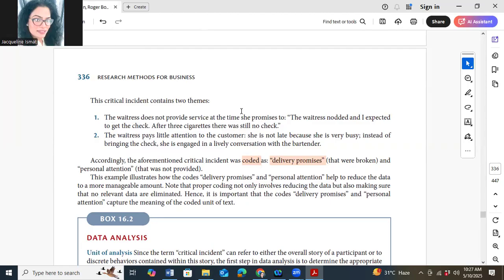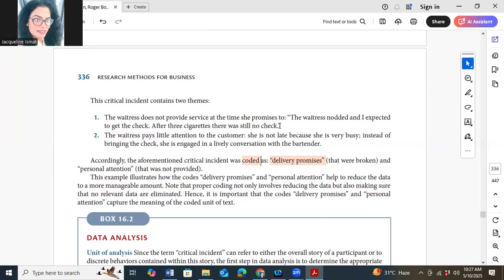So the waitress does not provide service at the same time she promises to. So there's a delay in the promise, delay in the delivery, delay in the commitment. She's there to deliver the service in time. However, she does not. She nodded, and nod means that I'm expecting that the check is coming any minute. So I have finished with 3 cigarettes and still there is no check. तो आपने से क्या थीम बनाया? Delay in promises आप कह सकते हैं.